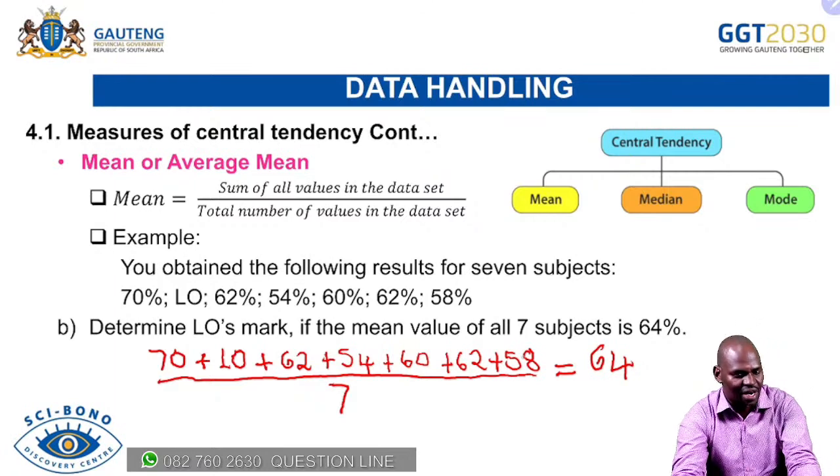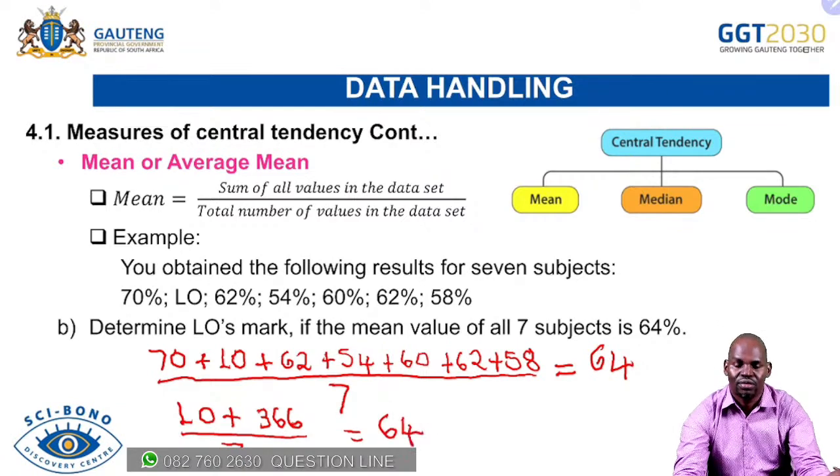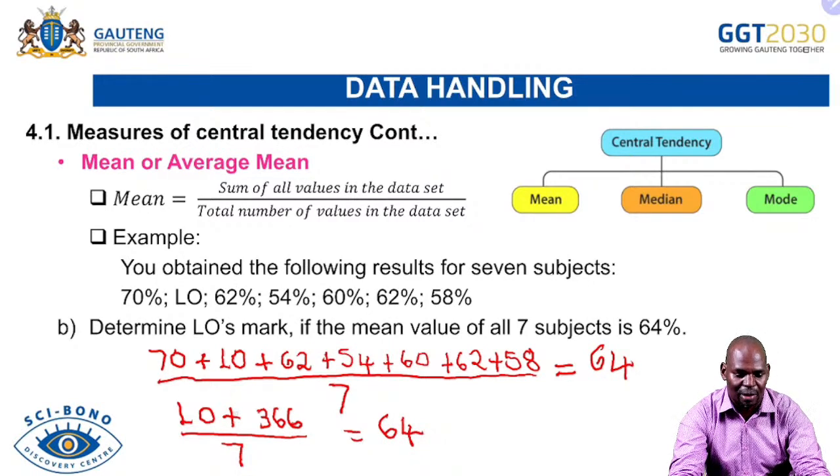Then I get 366. But I still have LO there. So I can say LO plus 366. Where am I getting 366? It is from adding the values that are given there. Then I divide by 7, and this equals 64. Remember, boys and girls, we are looking for the mark for LO. Now, to get the mark of LO, we have to find the value of that LO.